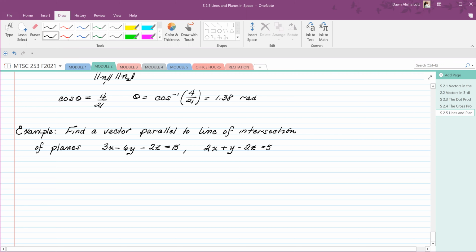But the one thing that's really cool is the line of intersection. So here's the big deal. The line of intersection is perpendicular to both normals, N1 and N2. So if I just cross those normals, I'll have a vector that's parallel to the line of intersection. So the hint for this is find N1 cross N2.